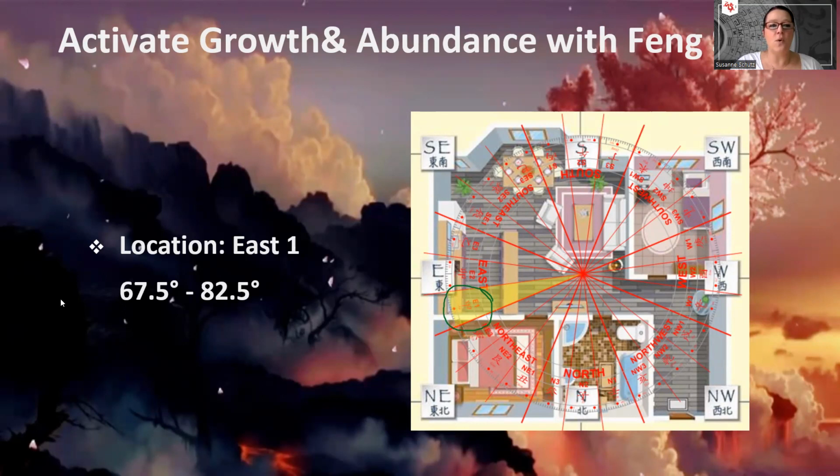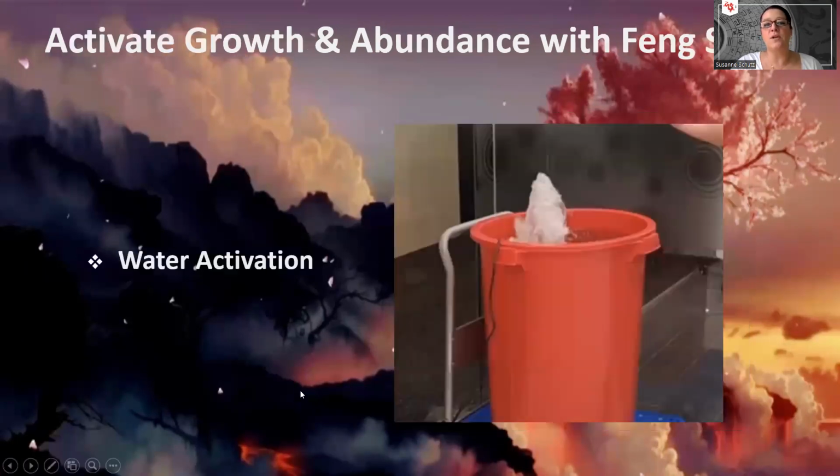Now, once you know where this East 1 location is, then you put a water activation in the East 1. This time, it needs to be an aggressive water. So this picture here is just for reference, but essentially what you need to do is get the biggest container of water that you have.